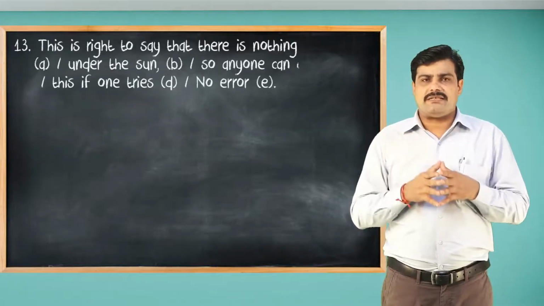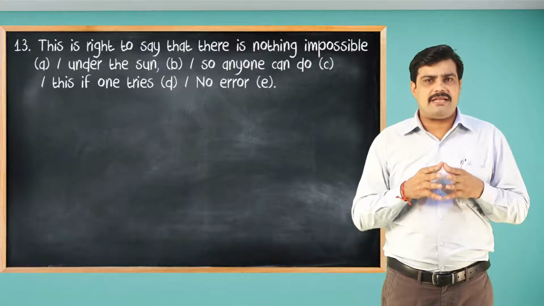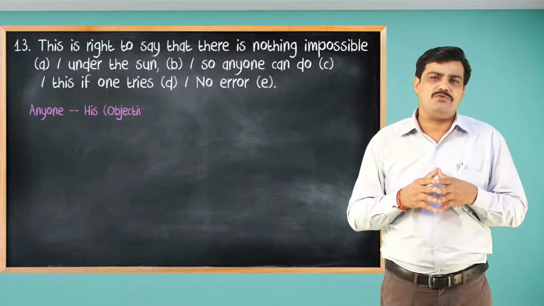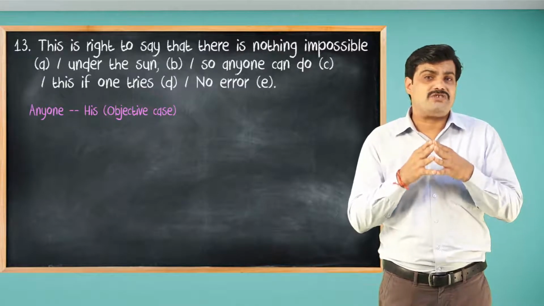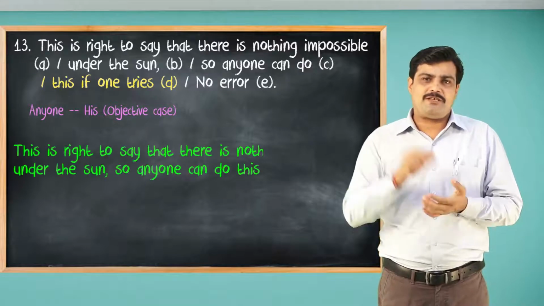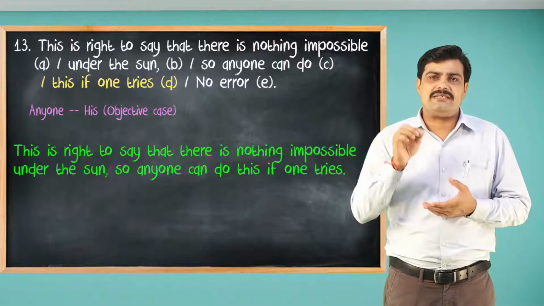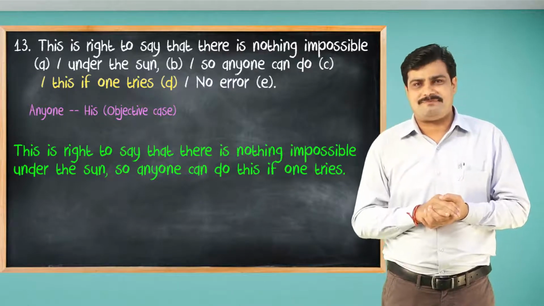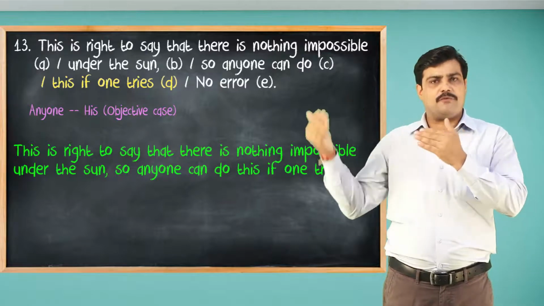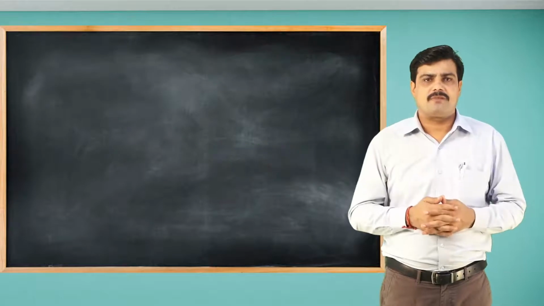Now look at this sentence. It is right to say that there is nothing impossible under the sun, so anyone can do this if one tries. The use of one is wrong here. It should be he, as it is referring to anyone. Okay, let's take another sentence. One is used only for once.